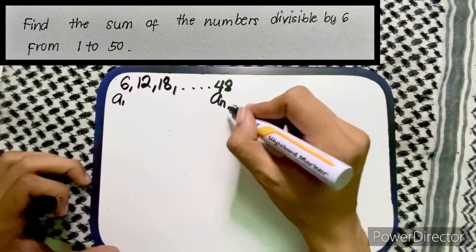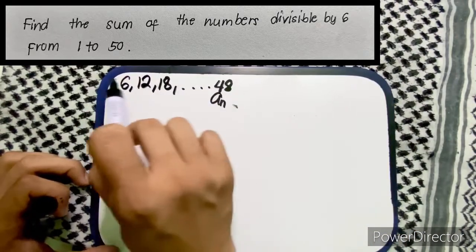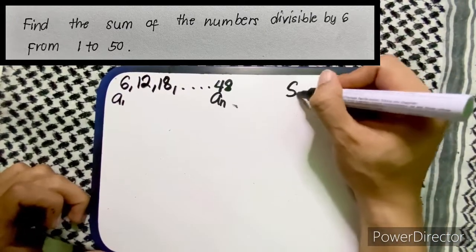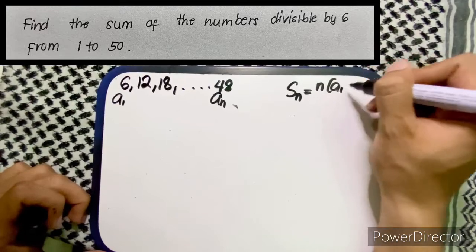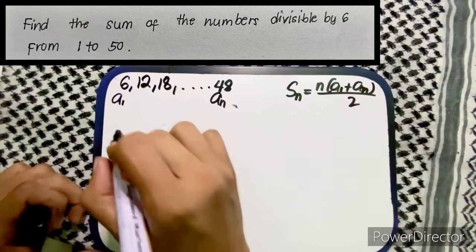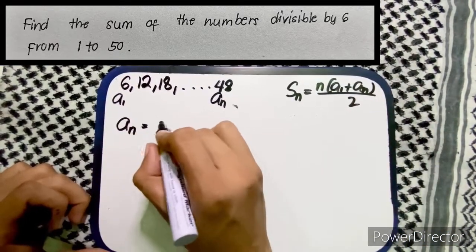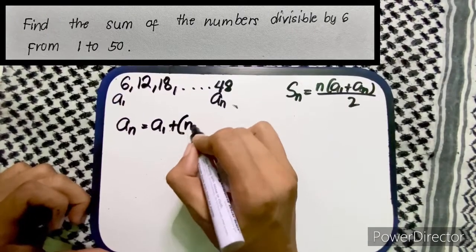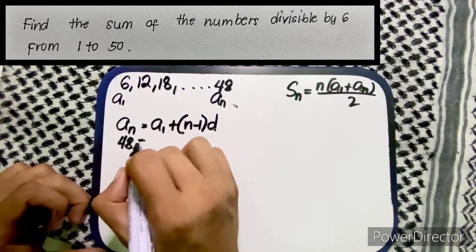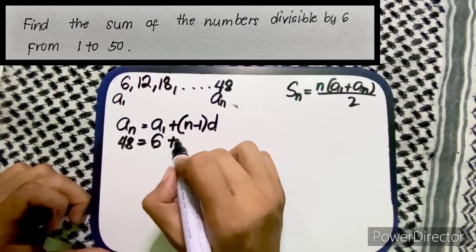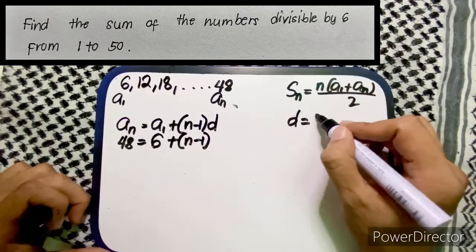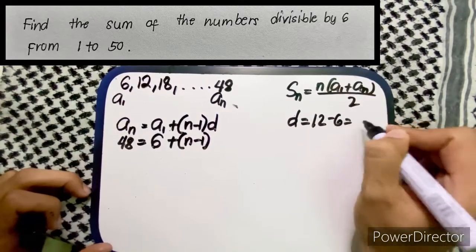So we don't know the number of terms from 6 to 48. So our n is unknown. So we will use again this formula. We need to find n first. So again, a sub n equals a sub 1 plus n minus 1 times d. So a sub n is 48. A sub 1 is 6 plus we don't know the value of n. Our d is just subtract 12 minus 6. That is 6.